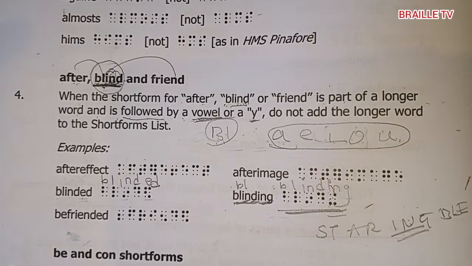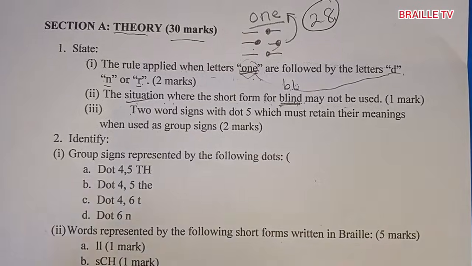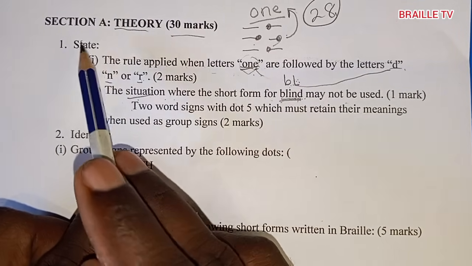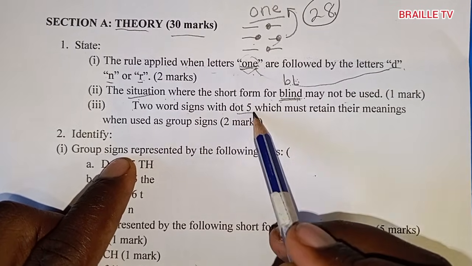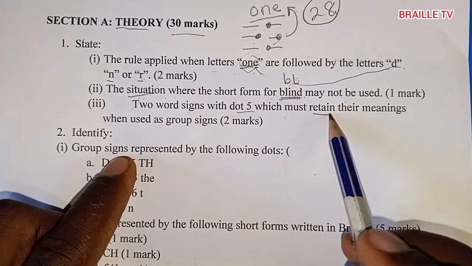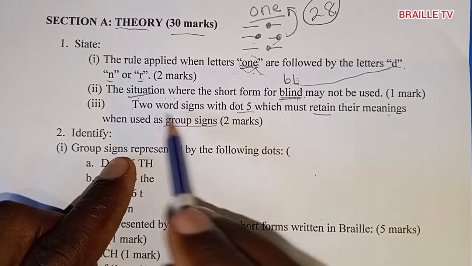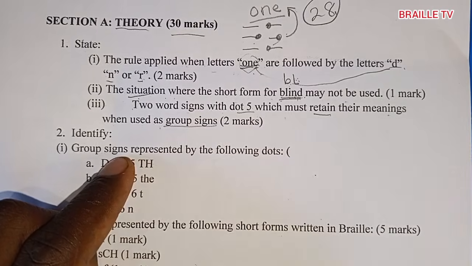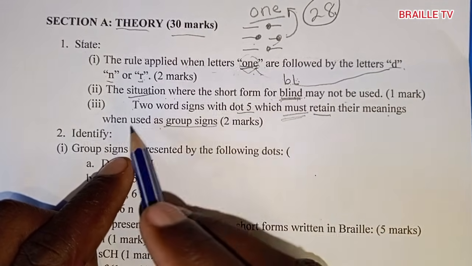Now let us go to the next question. Now let us read the next question. Two word signs. Remember, we are still in number 1. We are told to state two word signs with dot 5 which must retain their meaning when used as group sign.